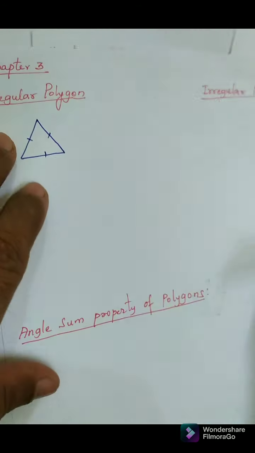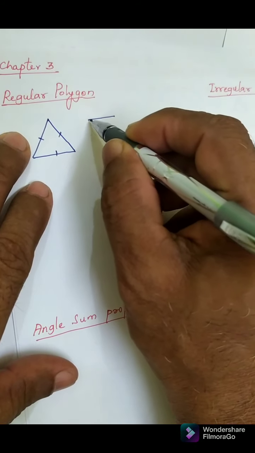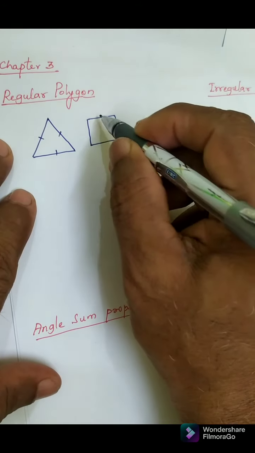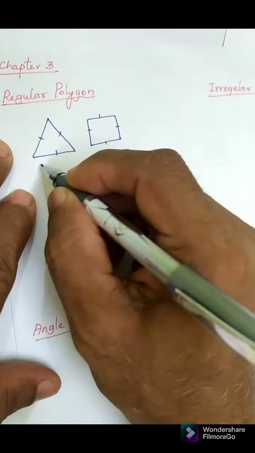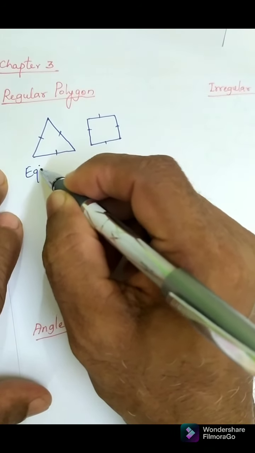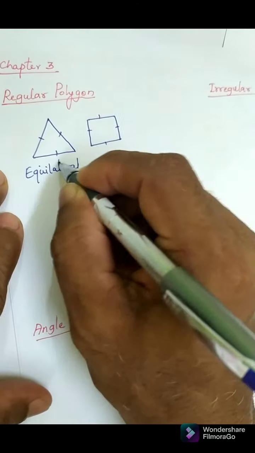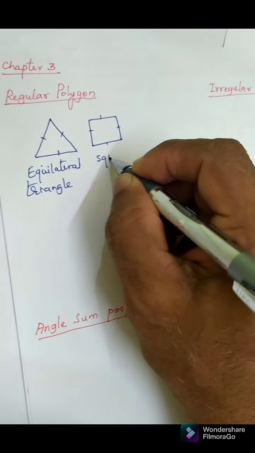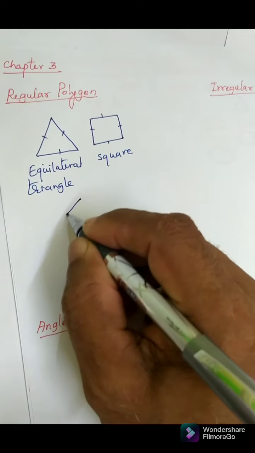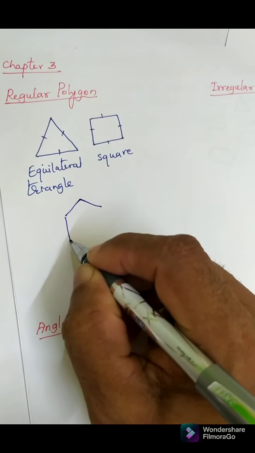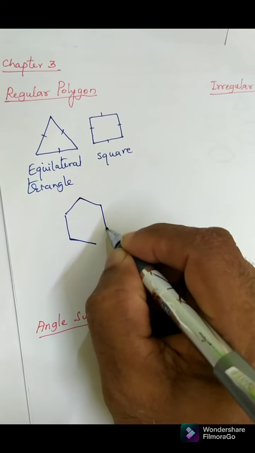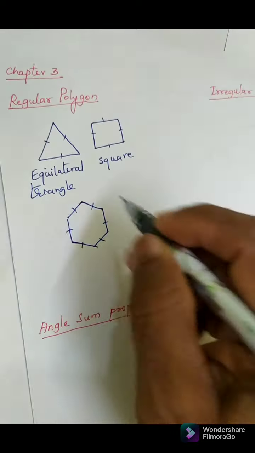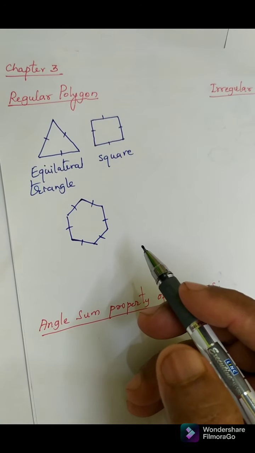If a figure has all the sides equal, all the four sides equal, this is a square, and that is an equilateral triangle. If I am able to draw all the sides of a hexagon equal, then this is a regular hexagon. All the sides are equal.